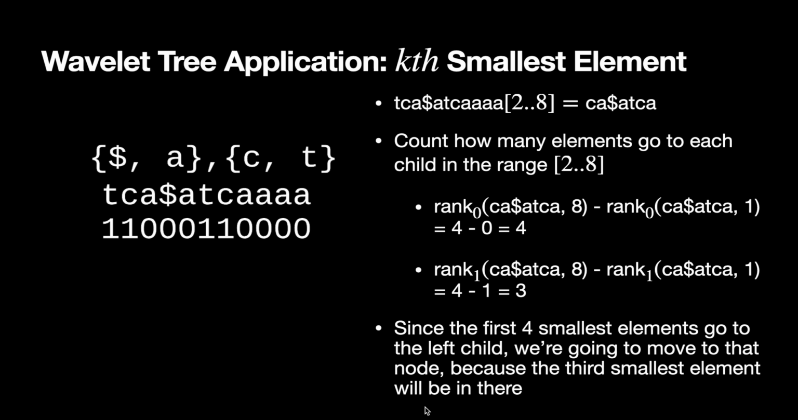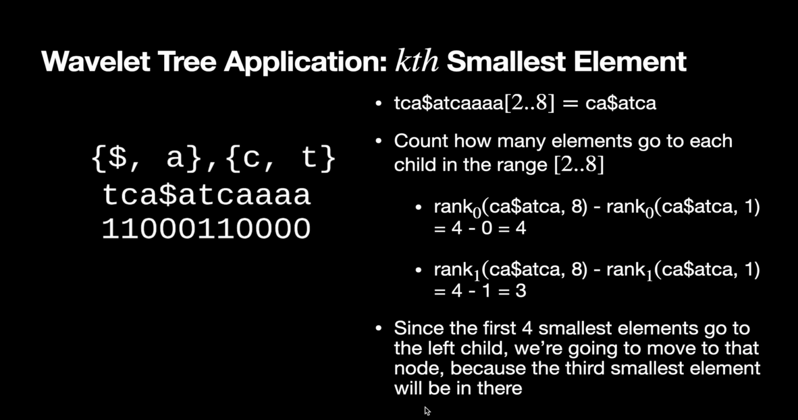So this range we're considering. And we can use this previous algorithm we've described. So we take the rank of zeros for this substring $ATCA at 8 and then subtract the rank at 1. So we're finding it in the interval as previously described. And in this case, we find that there are 4 zeros here and there are 3 1s. So since the first 4 smallest elements go to the left child, we're going to move to that node because the third smallest element that we're looking for is going to be in there.